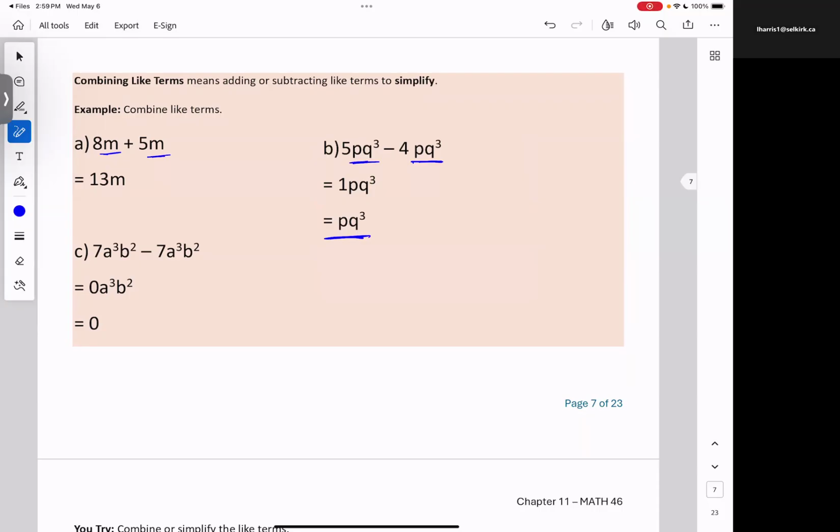And finally, in this last example, we see we have two like terms here. We have 7 of these a cubed b squareds, and then we're subtracting 7 of these a cubed b squareds. And so we end up with 0 of them, which would just simplify to 0. This is like 7 apples minus 7 apples gives us nothing.